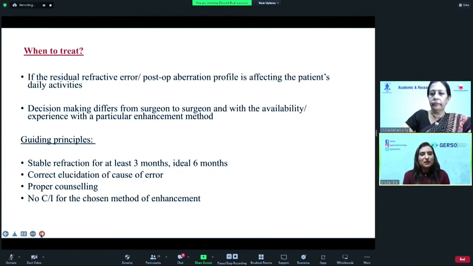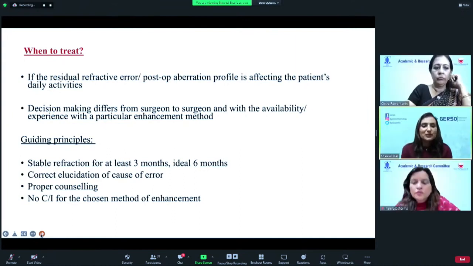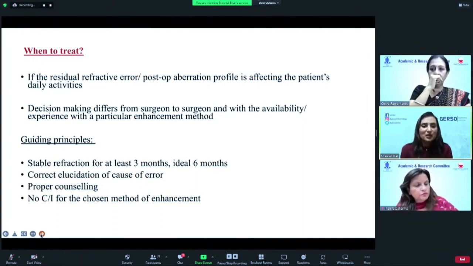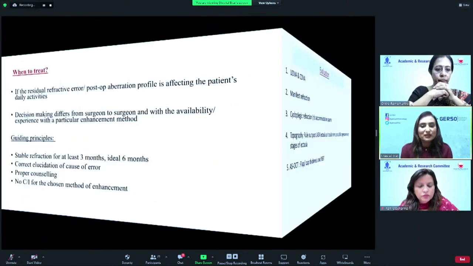The decision making differs from surgeon to surgeon and with the availability or experience that they have with a particular enhancement method. The general guiding principles are: you must wait for at least 3 months and allow the refraction to stabilize. Ideal, I would say, is about 6 months, but sometimes the patients are very unhappy and they keep coming to you, so at least you should wait for 3 to 4 months if you want to plan enhancement. Correct elucidation of the cause of error, as I said earlier, differentiated from the other causes of residual refractive error. Proper counseling, and there should not be any contraindication for the chosen method of enhancement.